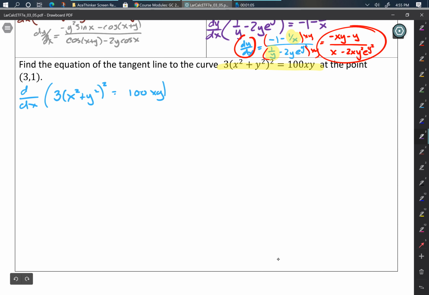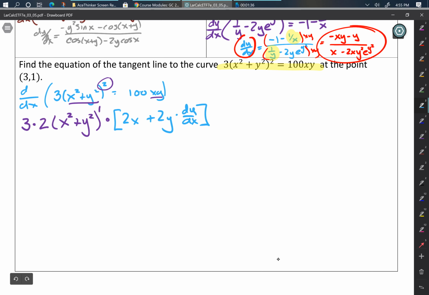Alright, let's just start. Left-hand side, I've got a function raised to a power, so that's chain rule. Right-hand side, I've got two variables multiplied together, so that's a product rule. So the left-hand side derivative, I'm going to have that 3 times 2 times the quantity x squared plus y squared to the first, and then multiplied by the derivative of the inside of those parentheses, which is going to be a 2x plus a 2y times dy/dx. Then we run into an equal sign.